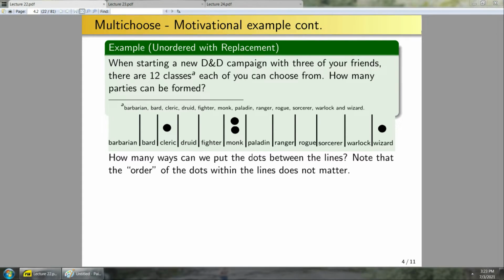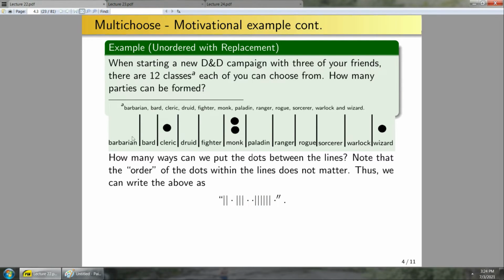But the order of the lines with respect to the dots does matter. So if I have this dot here for cleric and say move it over here to make it a dot for druid, those are two different parties. So what I'm going to do is rewrite the above problem in this form here.